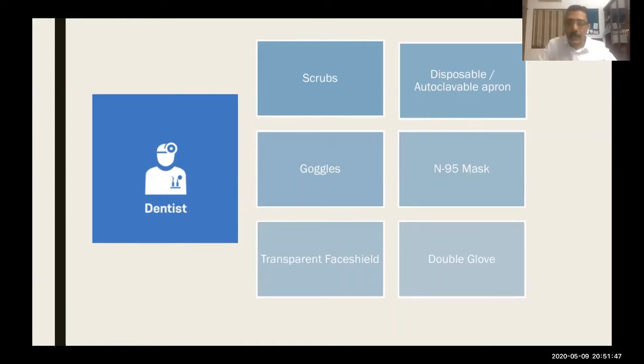I said, okay, let me look more deeply into it. Even according to the DCI specification, they are not talking about complete coverage or anything. They are talking about the apron, goggles, N95 mask, and a double glove. That should suffice for us to examine the patient itself.